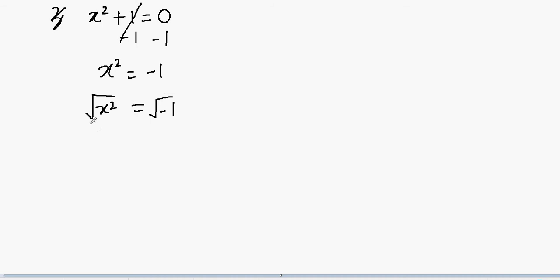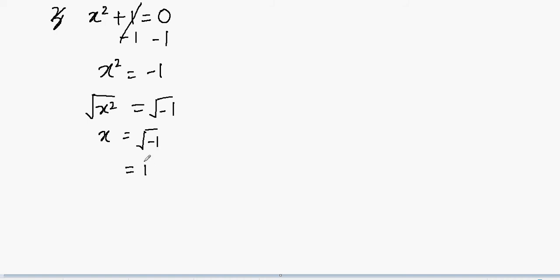Now x squared is a perfect square of x, so we can write x is equal to the square root of -1. Now what number multiplied by itself gives you -1? Well, I can't think of such a number. In the real number system, we don't have a number which multiplied by itself gives us -1. So then we have to look into the imaginary number system. So that's how we come up with an imaginary number.